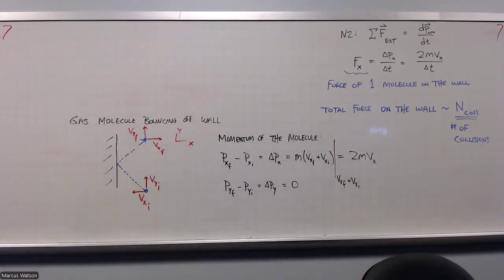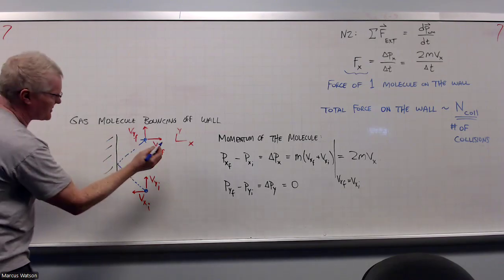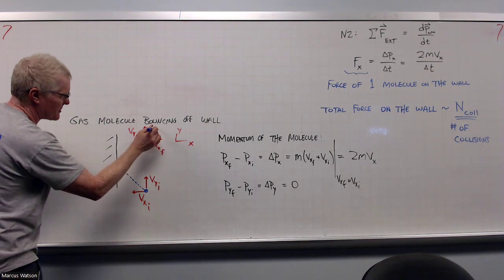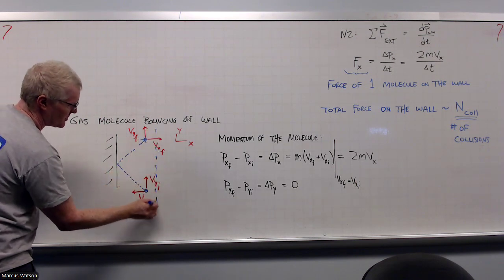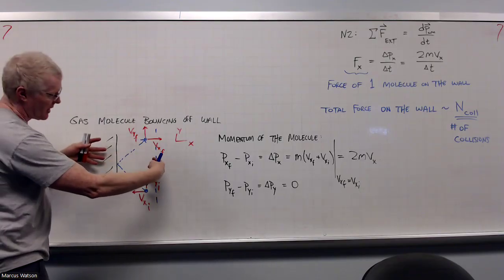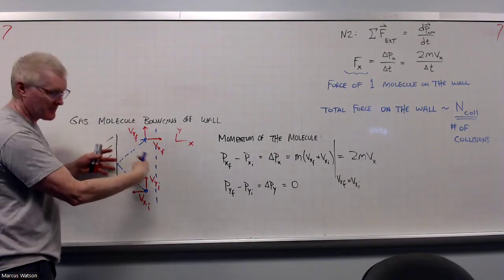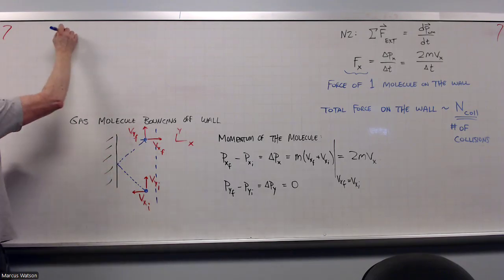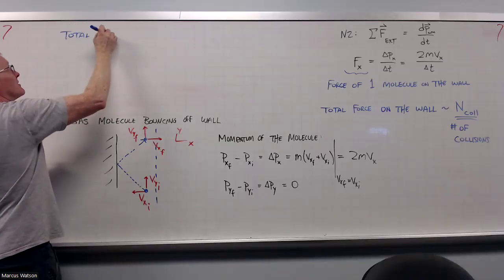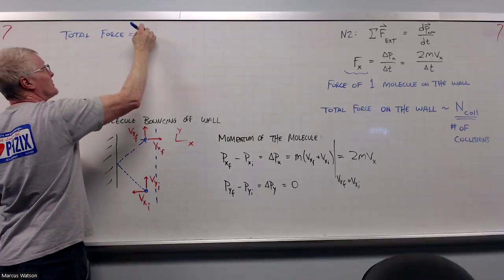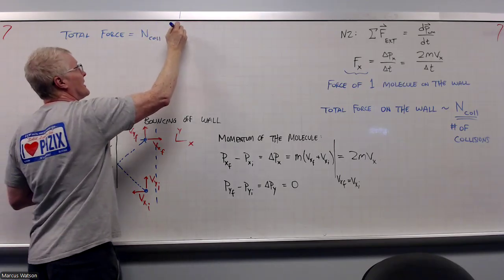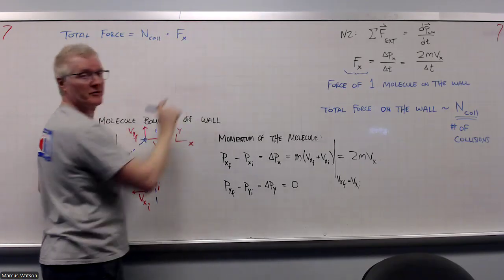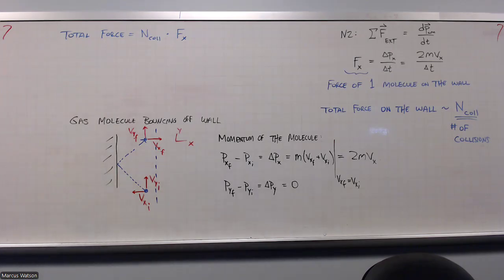Now at this point, I'm going to say there's a certain amount of time during which molecules in here with a leftwards component of momentum are going to hit the wall. So we just have to figure out how many that is. The total force is equal to the number of collisions multiplied by Fx, the force of one molecule in the x direction. Let's see if we can figure out what goes on here.